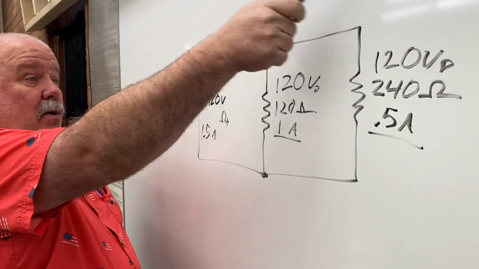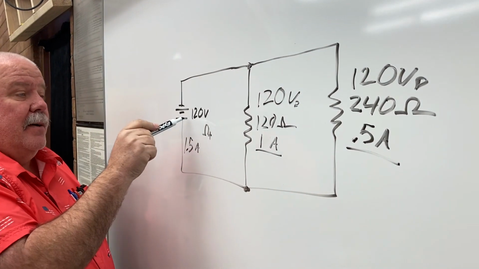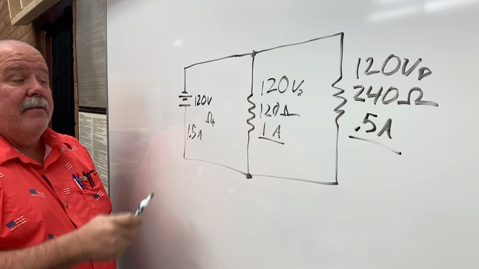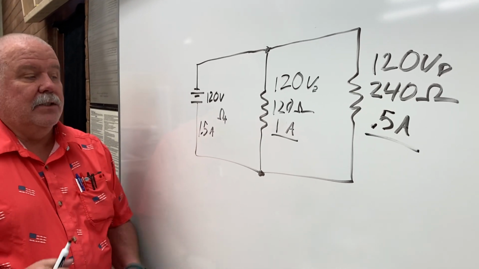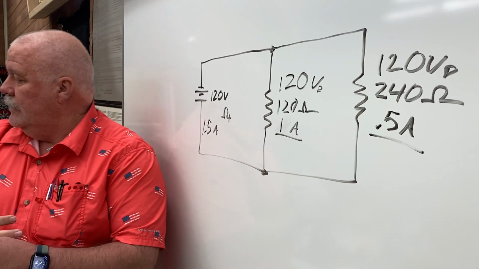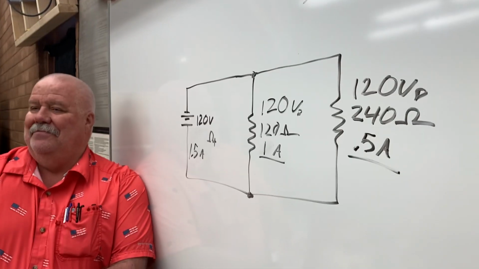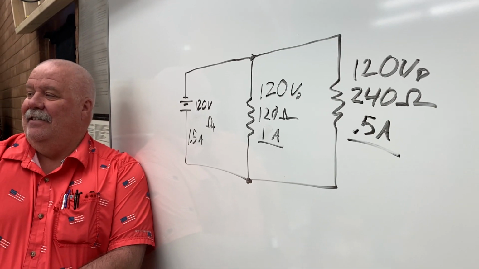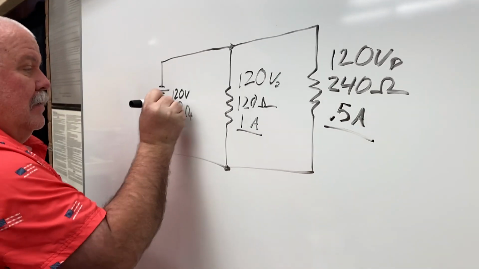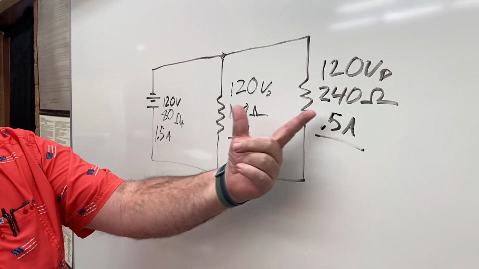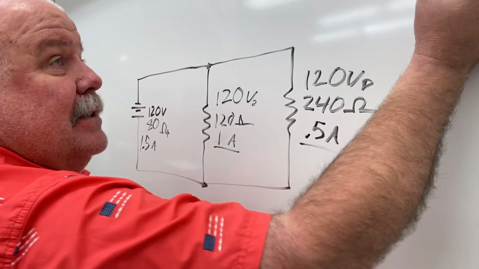I could also do this Ohm's law formula. I'm going to do this backwards a little bit. So I'm going to have 120 divided by 1.5. That'll tell me the total ohms. What is that? 120 divided by 1.5. It's what? 80? 80 ohms total.